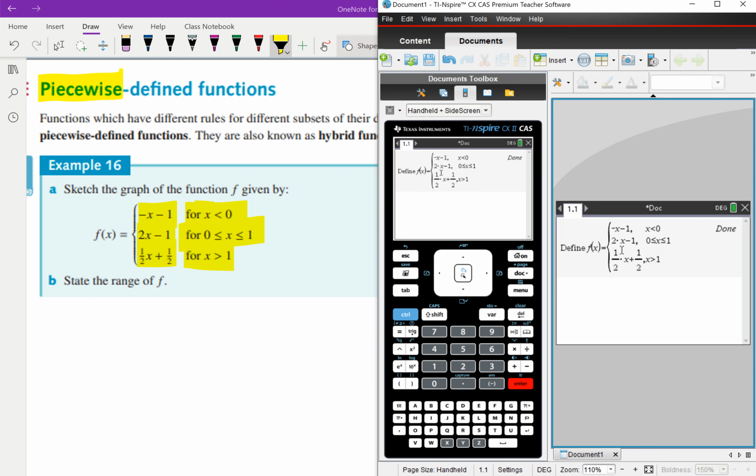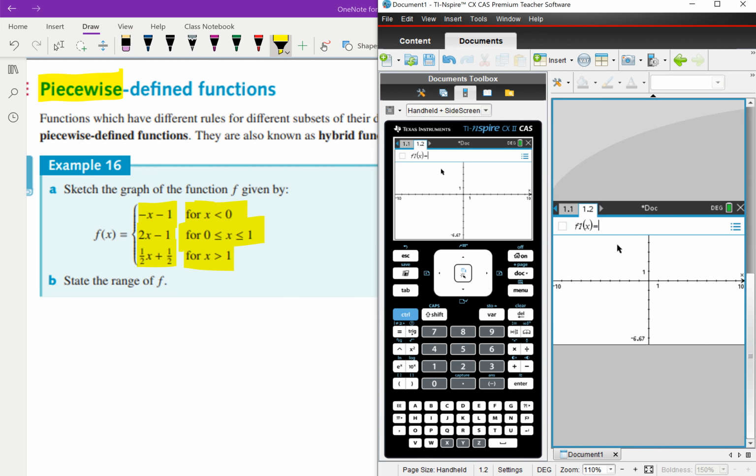Press enter. If I sketch this on a graph setting, you will see there are 3 different parts to it. I'm going to press control doc, add a graph, and you can type f(x) because we already defined it. And there you go. You get your 3 different linear equations. You see one coming down, then one in between, and then another one. Together, that's called a piecewise function.